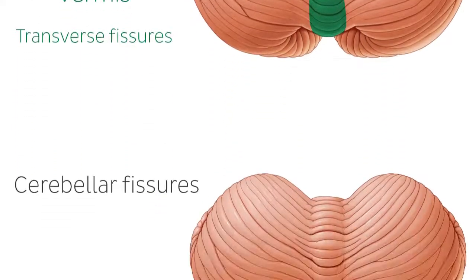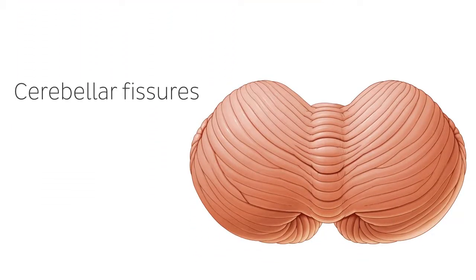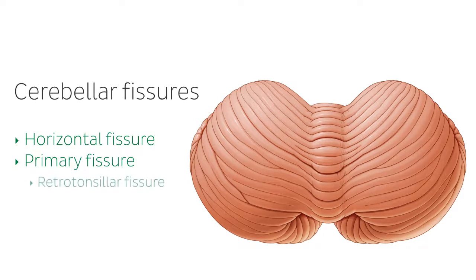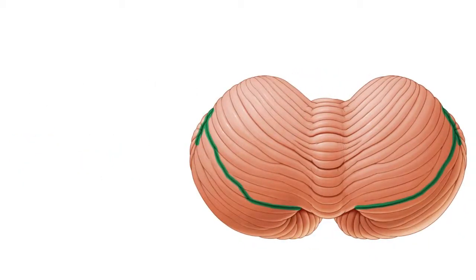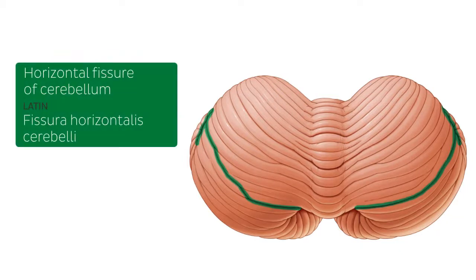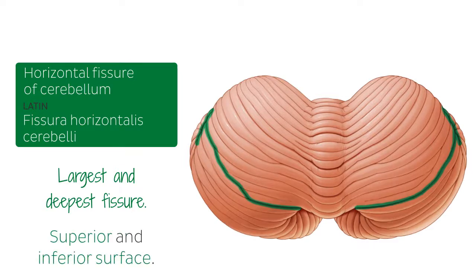But I'd like to list the cerebellar fissures before we talk about them in a bit more detail. These include the horizontal fissure, the primary fissure, and the retrotonsillar fissure. Let's start with the very first one here on the list, now highlighted on this image. This is the horizontal fissure of the cerebellum. This is the largest and deepest fissure in the cerebellum, and it starts in front of the pons and extends around the dorsolateral border of each cerebellar hemisphere. This one divides the cerebellum into a superior and inferior surface.